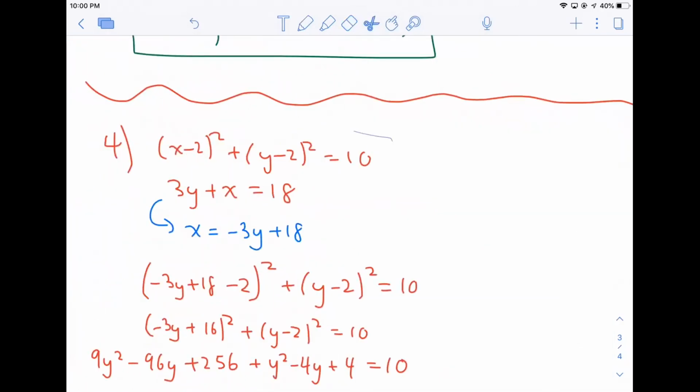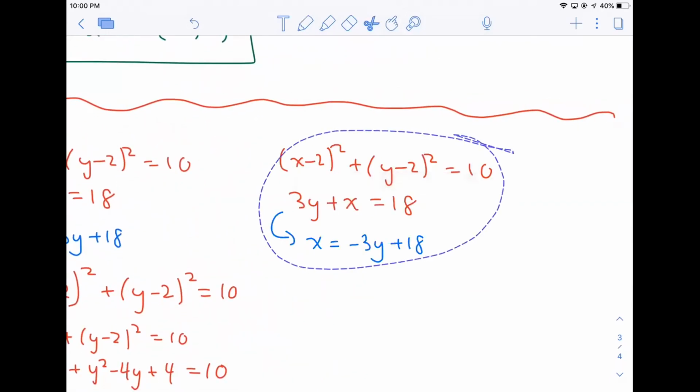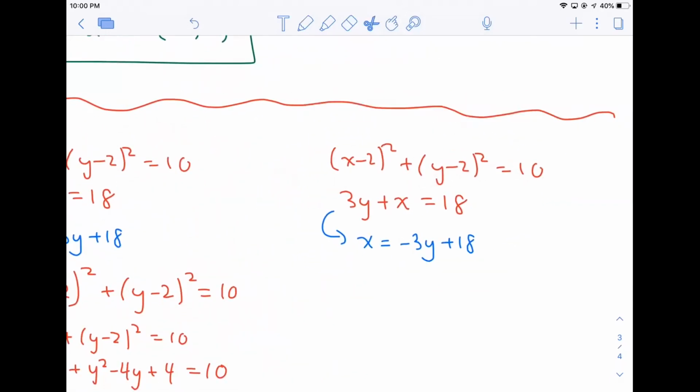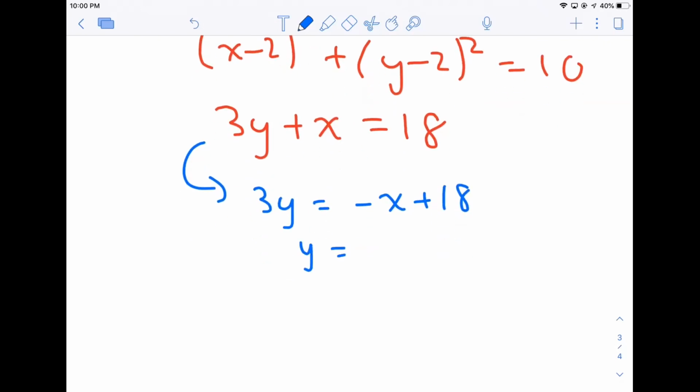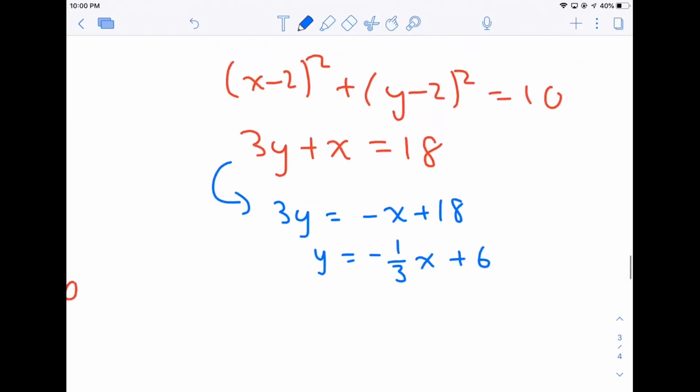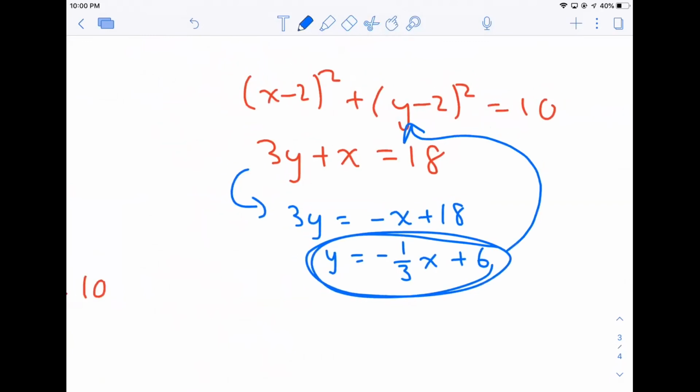And just if you're interested, if you want to stick around, you don't have to. You already finished the lesson at this point. But I just want to show you, let's say you didn't want to solve for x, you like solving for y. We can do that as well. We can say 3y equals negative x plus 18, or that y equals negative 1/3 x plus 6. Divide everything by 3. And we can also take this and sub it in for that y value.